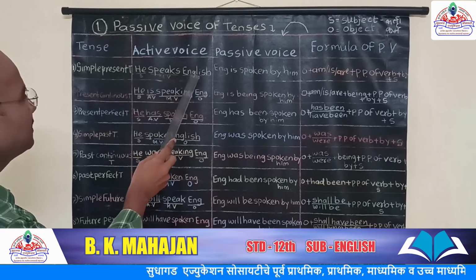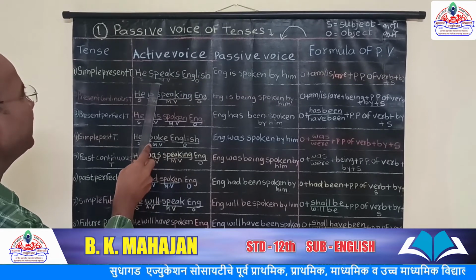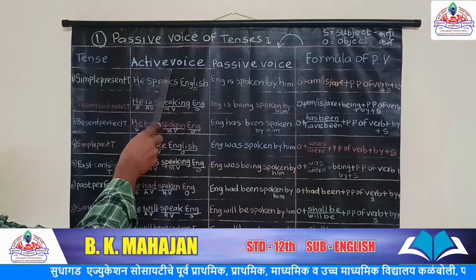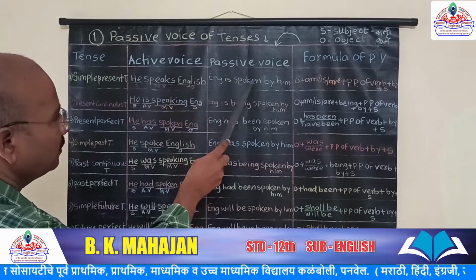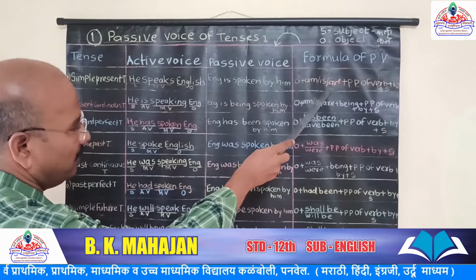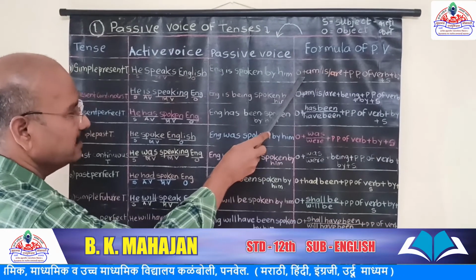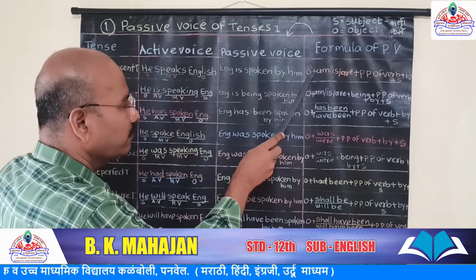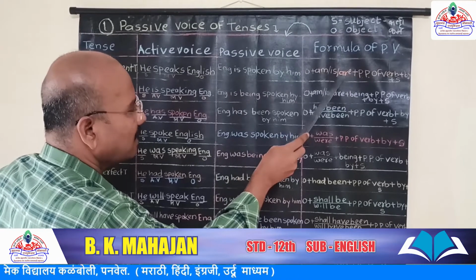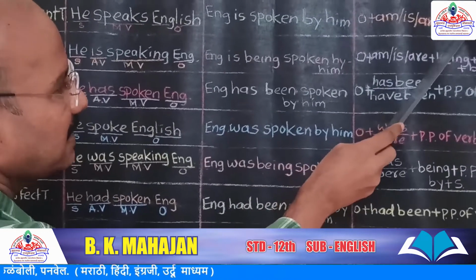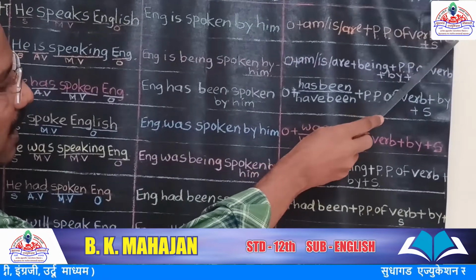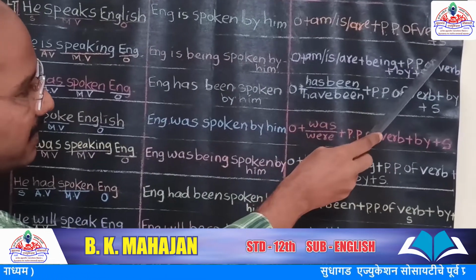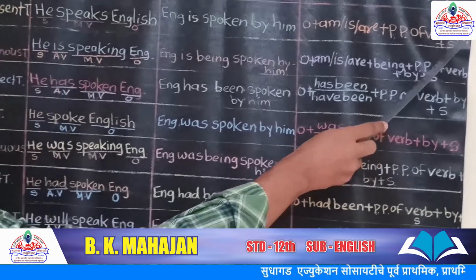He speaks English. It is the sentence of active voice. This sentence is converted into passive voice with the help of this formula. The formula is O means object, M is R, plus past participle of verb means third form of verb, plus by, plus subject.